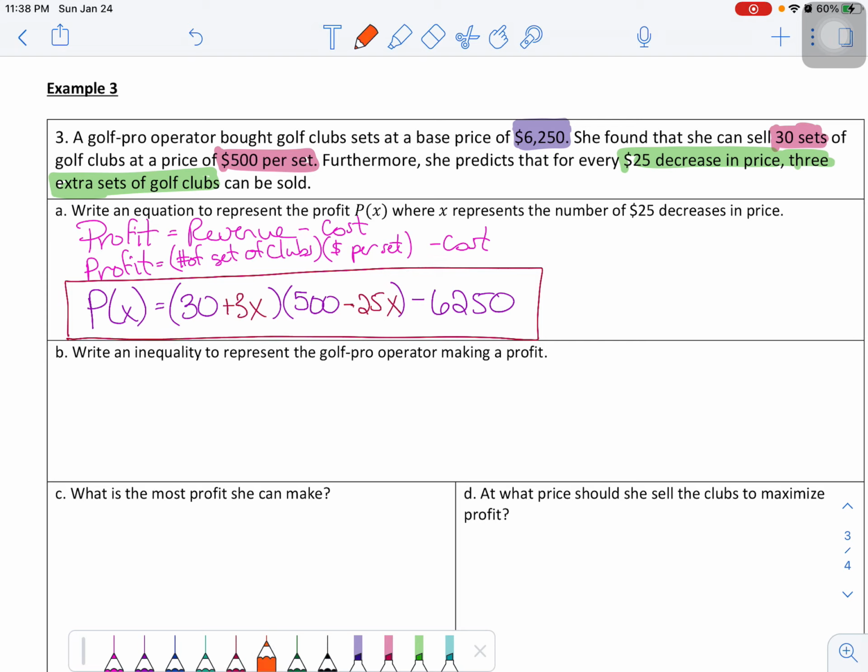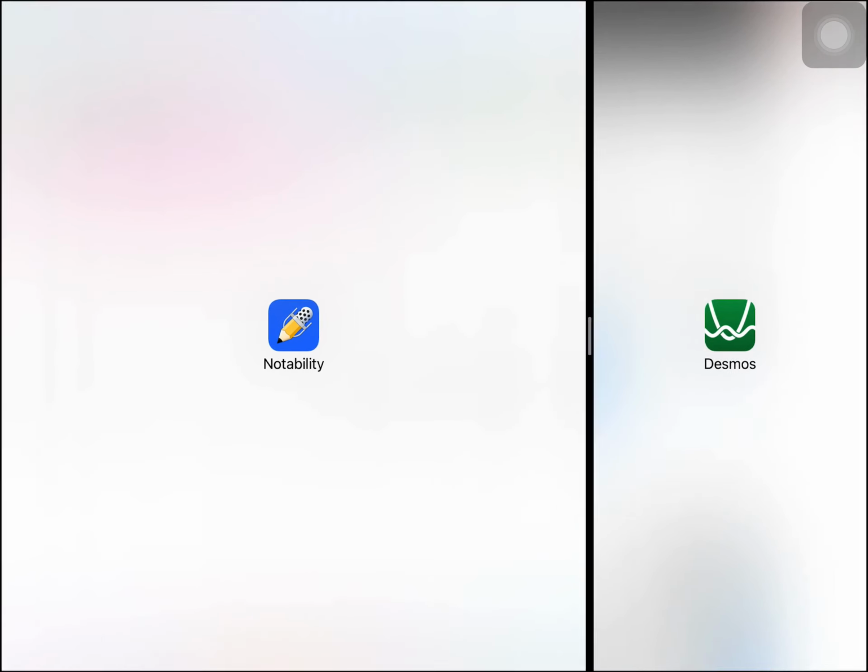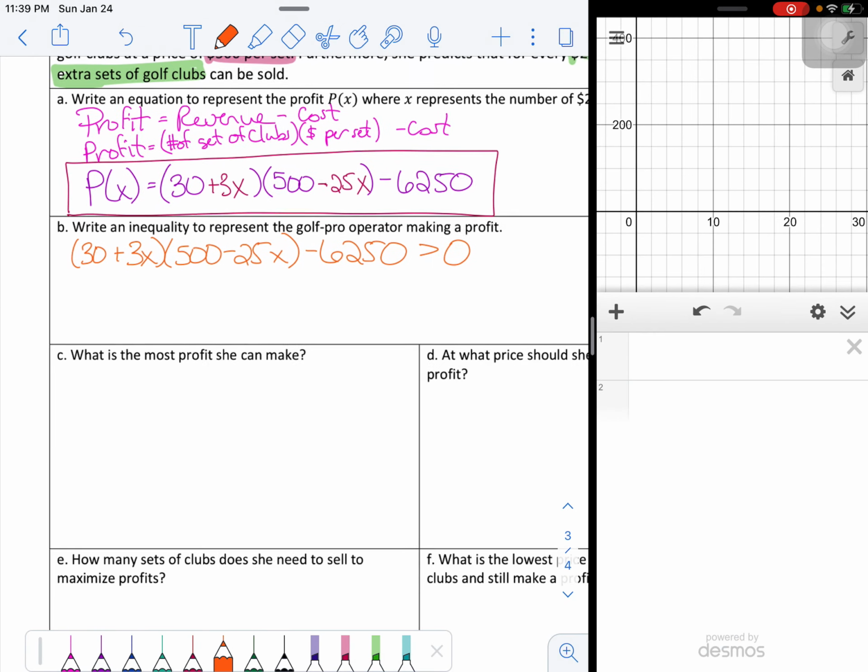Our profit inequality is the exact same thing, so you do not need to multiply this out. In fact, I would suggest you don't. We're going to use technology to solve it, and the technology does not need the equation to be in any particular format. Profit is going to be anything greater than $0. All right, so I'm going to pop open Desmos and kind of scroll that over just a little bit.